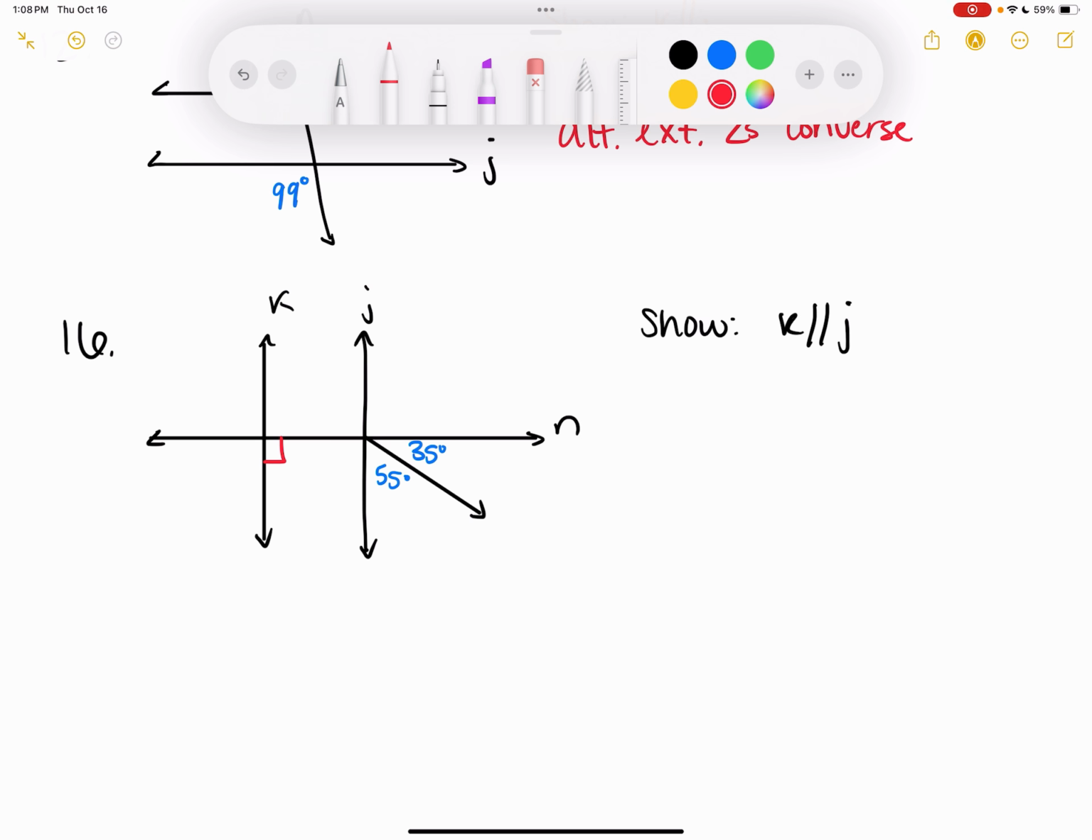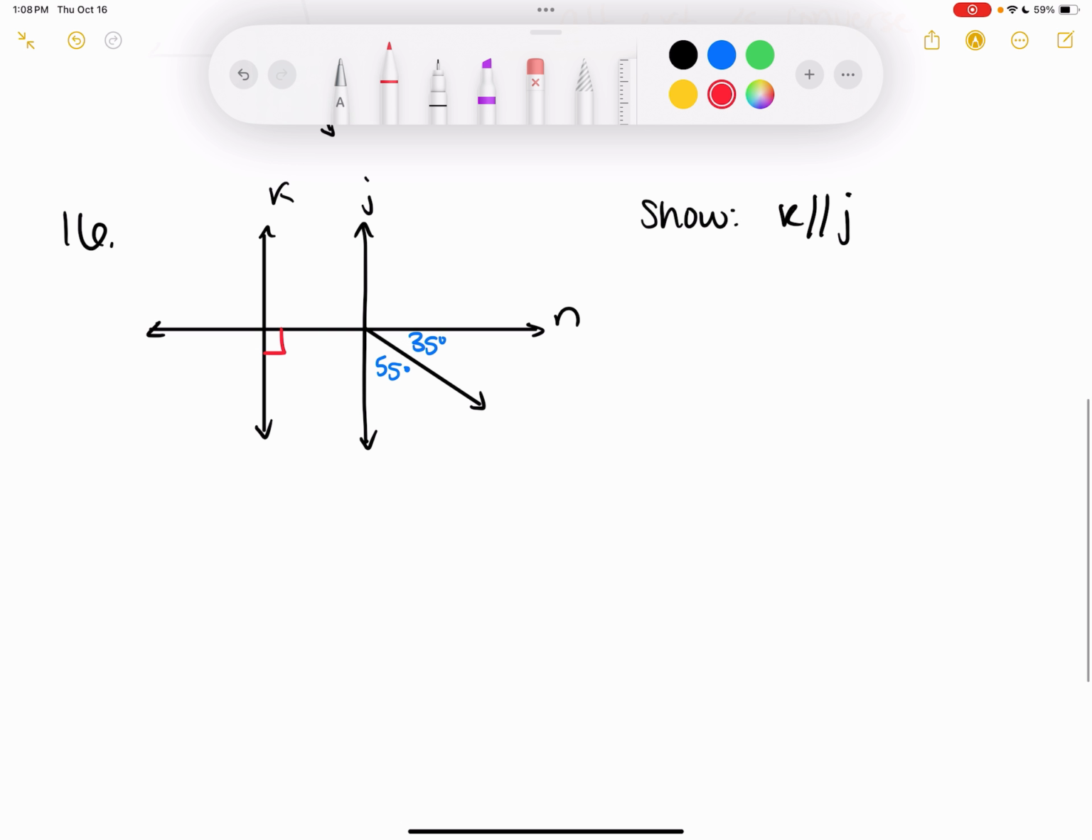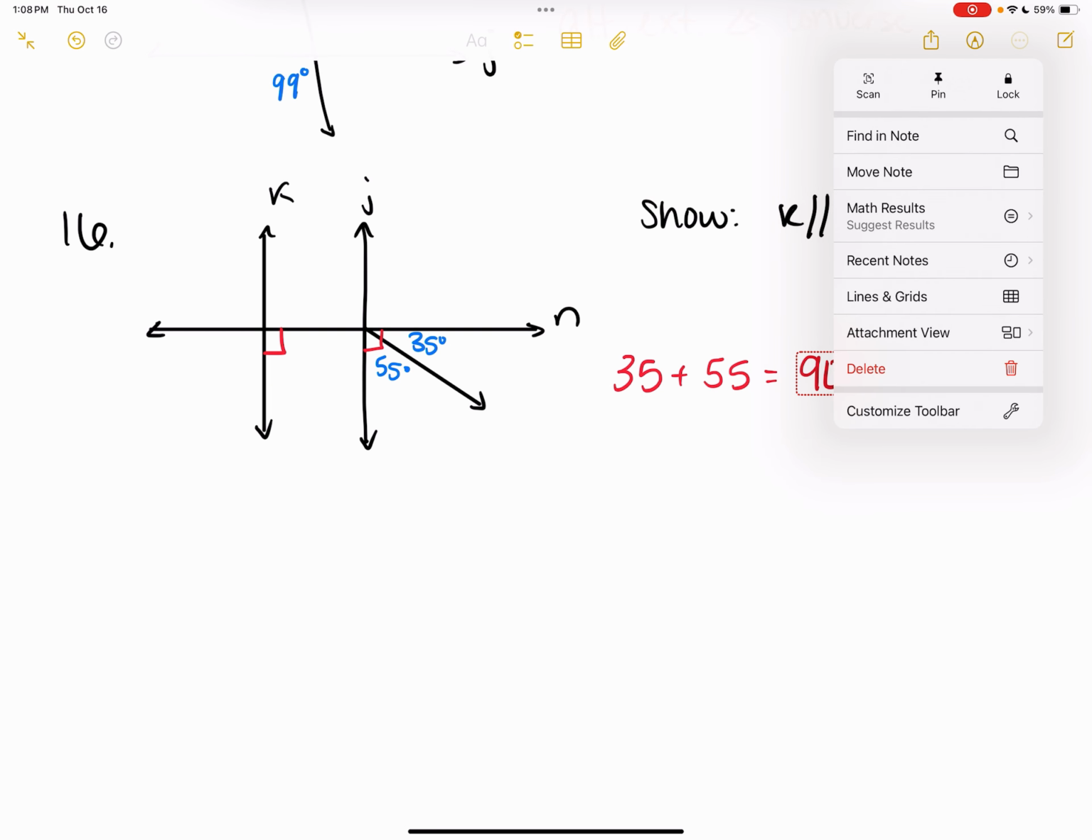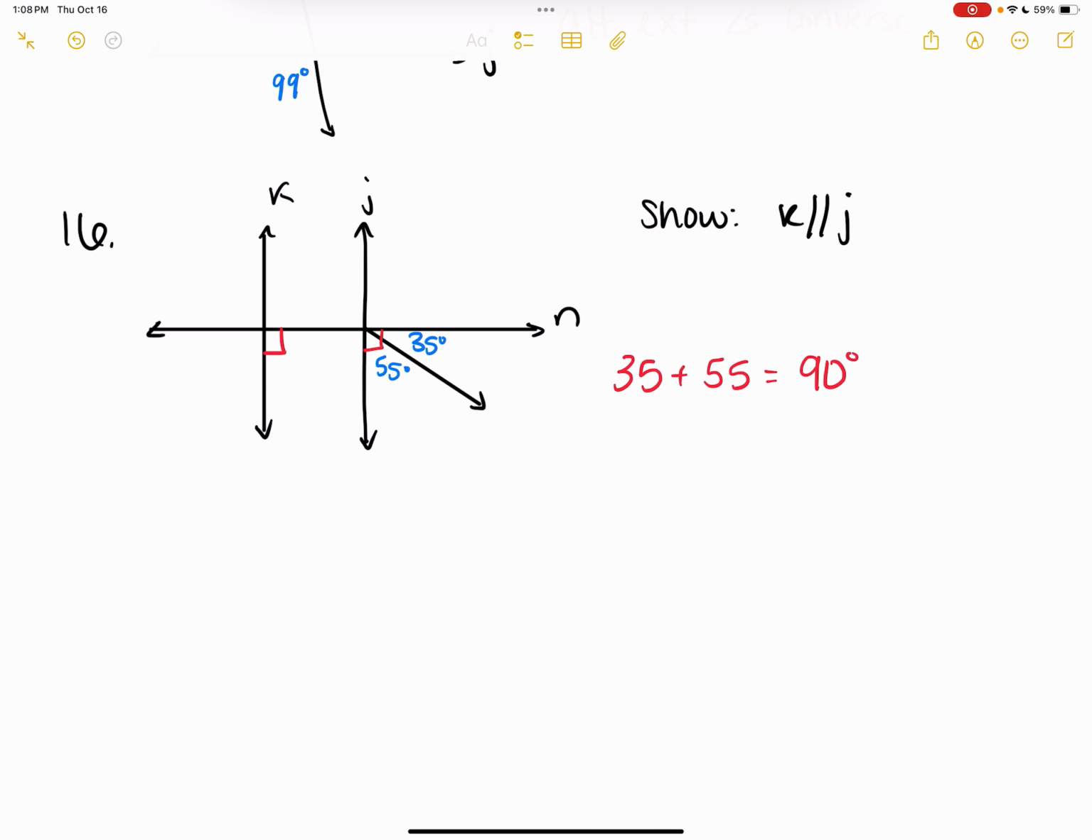Okay. So, how would I go about showing that K is parallel to J with the information that I know? Add 55 and 35. And what does that help me with? It's 90 degrees. Okay, so this angle then here would be 90, so I can add that on. And what is that going to tell me? Both of these are right angles. Okay, both are right angles, so what does that mean about the lines?